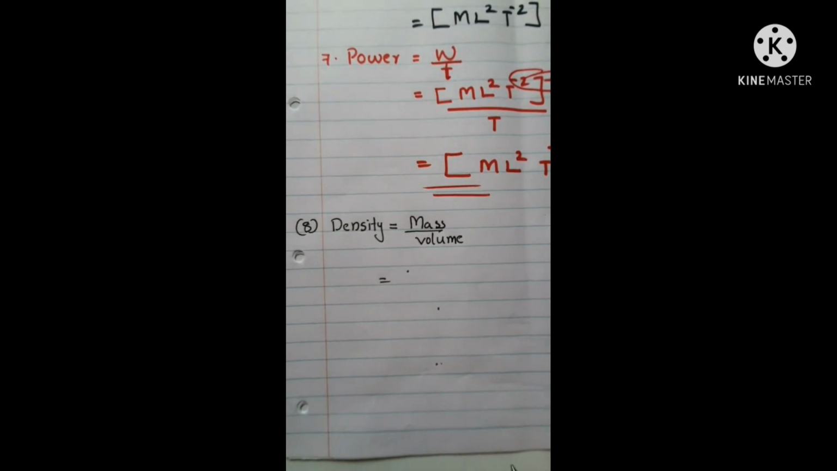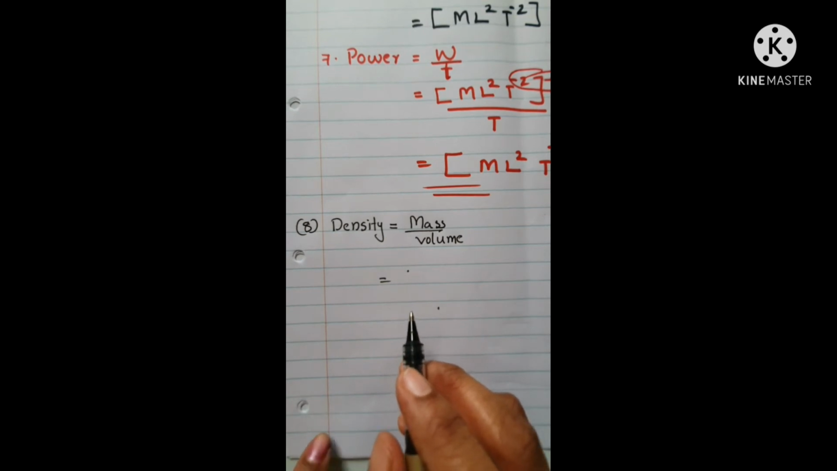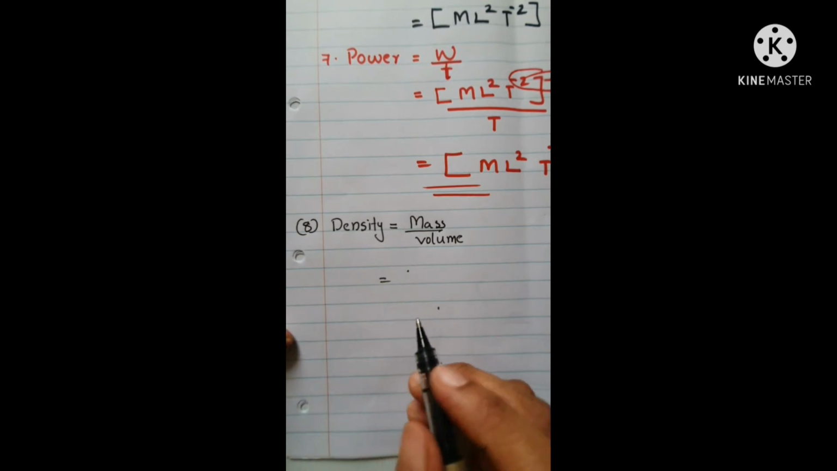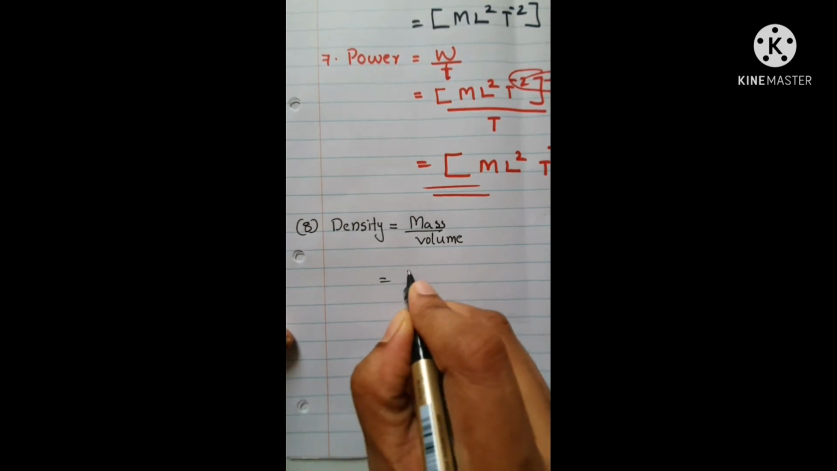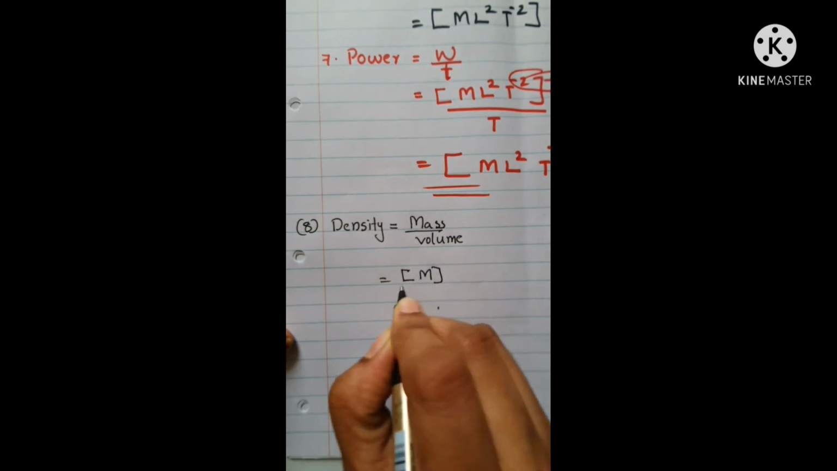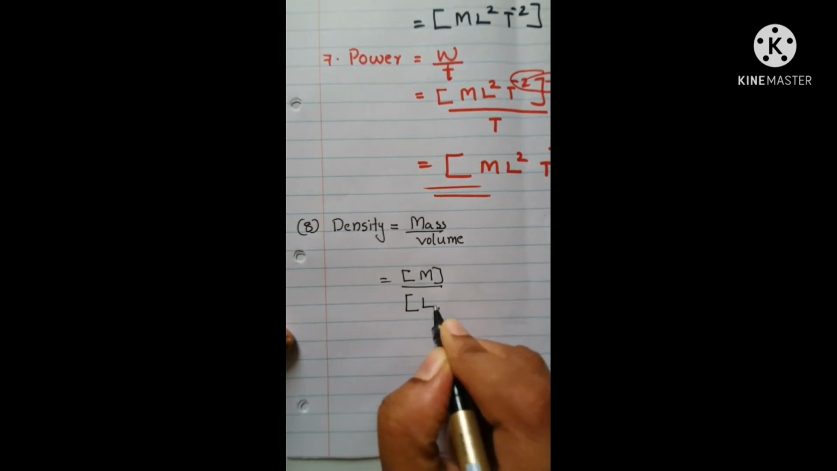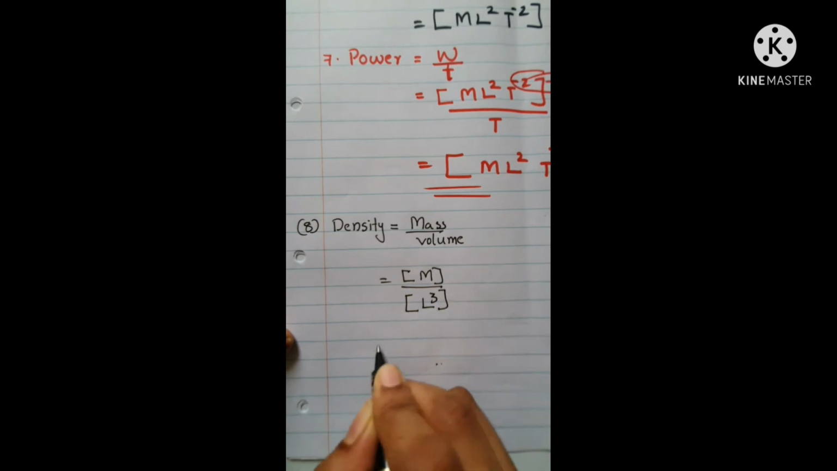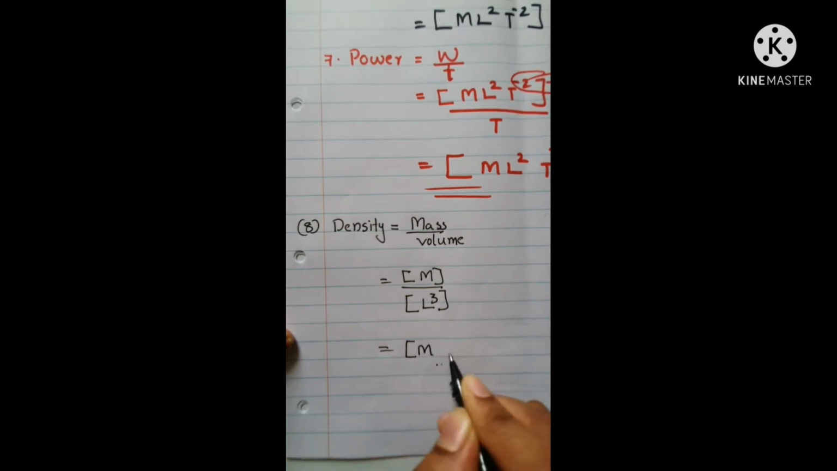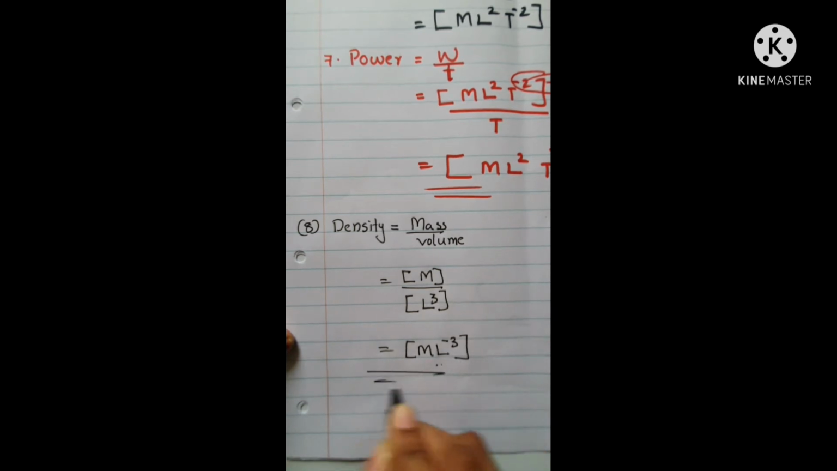Next is our 8th question. Mass by volume. What is that? Density. Density formula is mass by volume. So we can write M divided by volume. Dimensional formula for volume is L cube. So it will be ML⁻³.